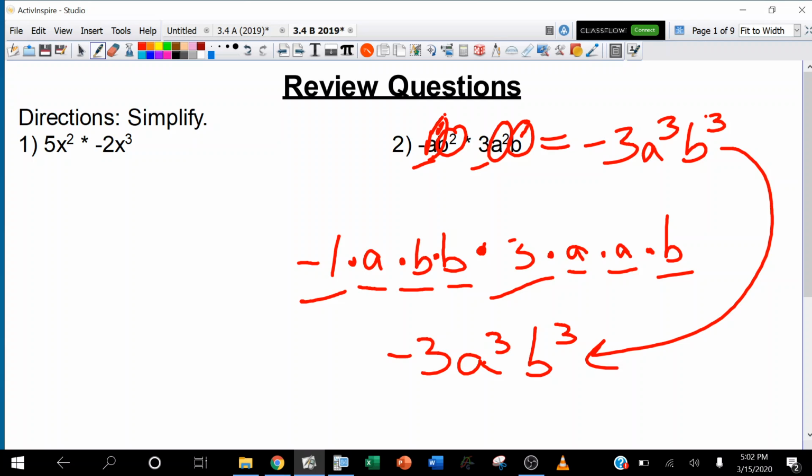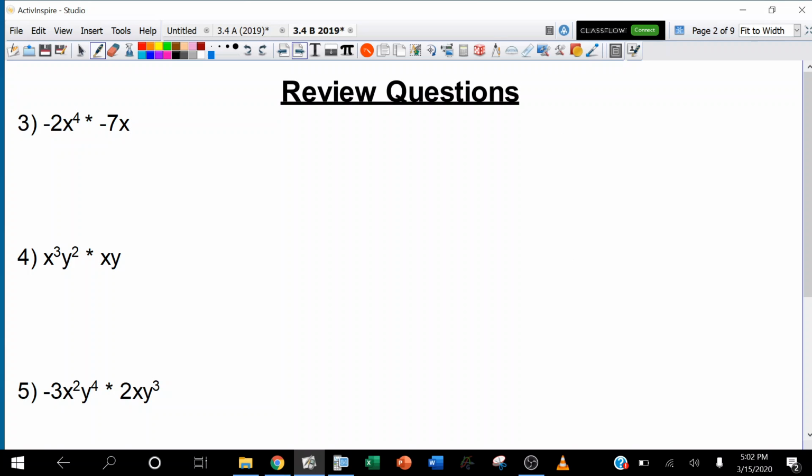So some other examples that were similar to what we did in the previous lesson. So just kind of talking a little bit now about some of the shortcuts involved here. So for number 3, the first thing I'm going to do is multiply negative 2 times negative 7. That's positive 14. And then for the exponents, remember this is x to the first. So when I do x to the 4th times x to the first, because the bases are the same, I can add the exponents. So 4 plus 1 would be 5. So that would be x to the 5th power there.